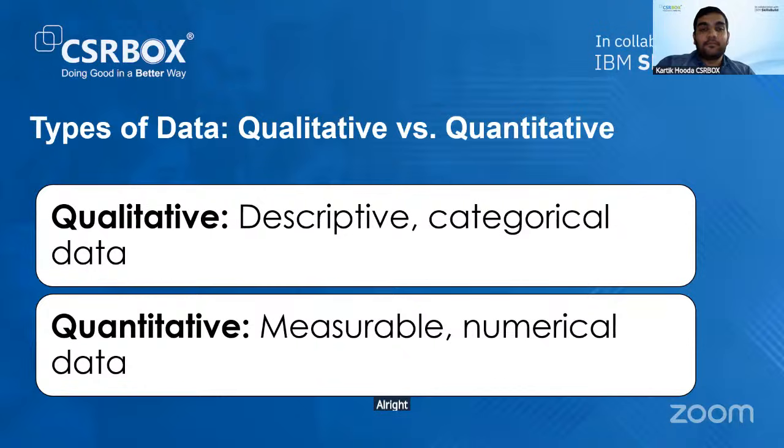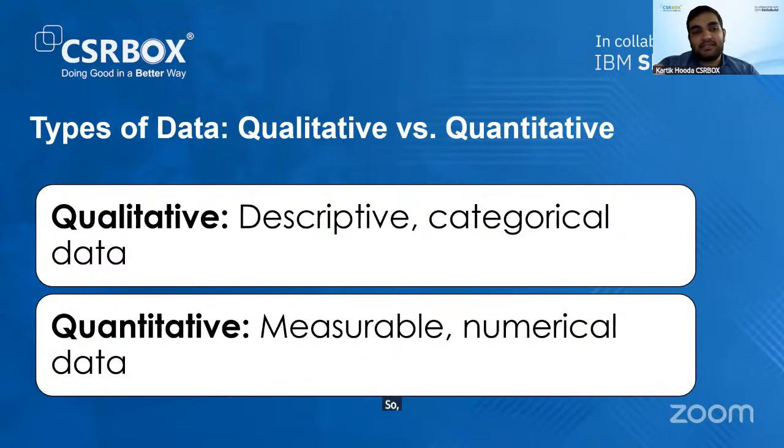All right. Now, I hope that example was interesting for you guys. Now, let's move on to a little bit of theory as well. So, starting with very basic types of data. Data is basically of two types. They are qualitative and quantitative.